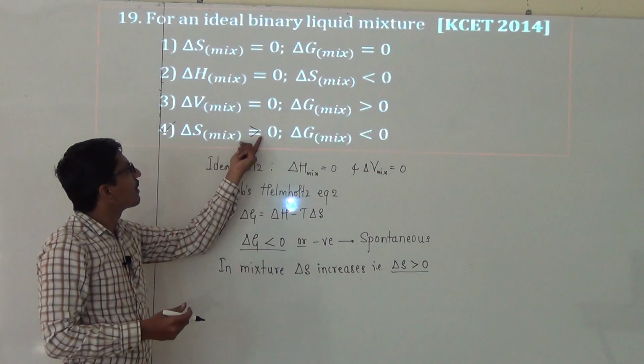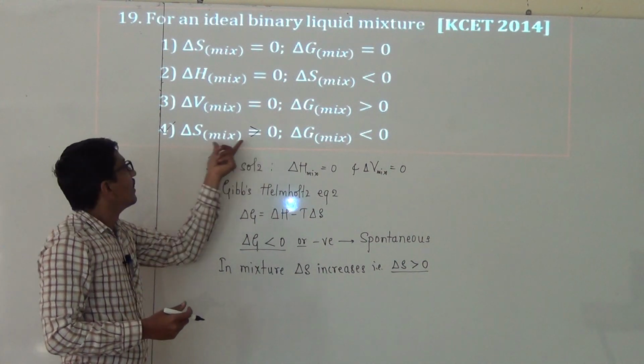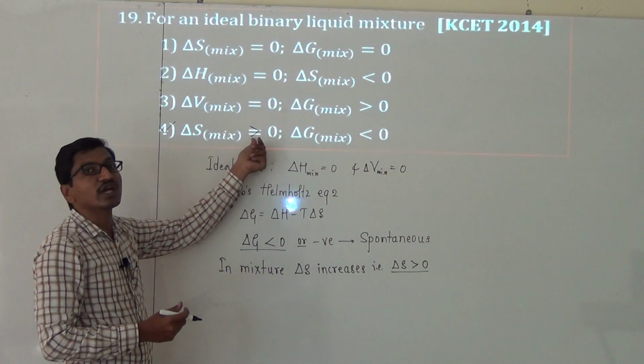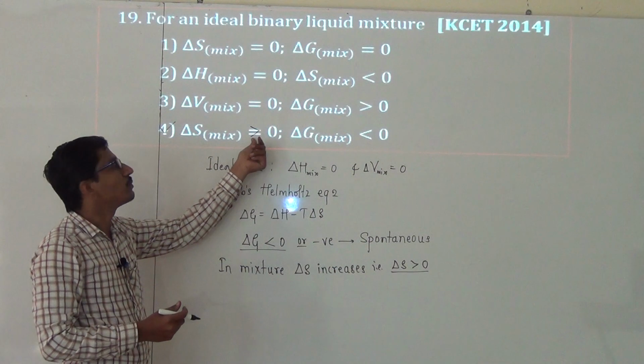Here the option has a typographical mistake. The delta S mixing is greater than 0. Here it says not equal, but it should be greater than. Please change this.